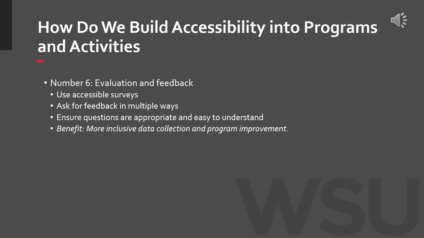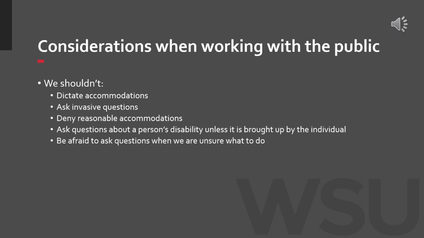In conclusion, many of the examples here were provided as accommodations in Part 1 of this training. The key takeaway is to build in universal design so accommodation requests are more manageable. Here are some considerations when working with the public. We shouldn't tell an individual with a disability what type of accommodations will meet their needs. We need to engage in an interactive process.